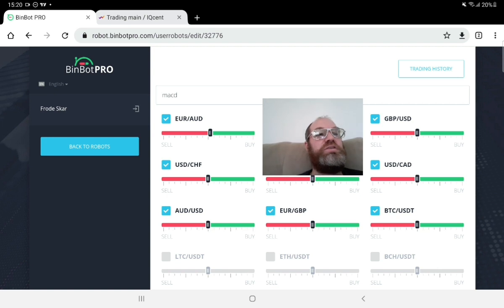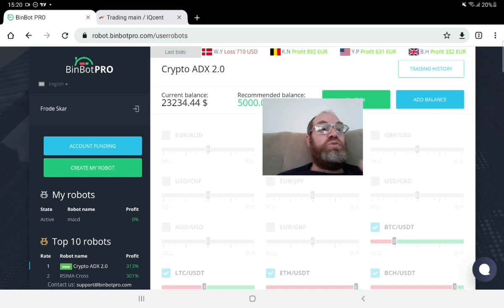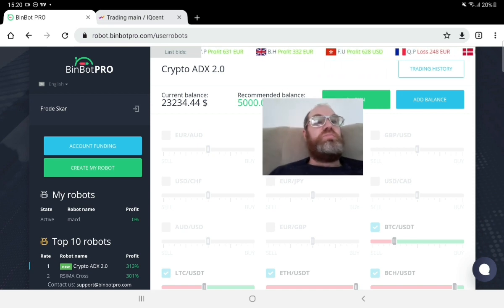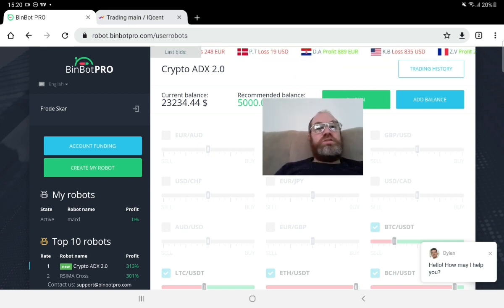So this is something you can do to make the bot perform even better. That's something you can think about, because your win rate is already good, but you will get a much higher win rate. So that's something you can think about. I forgot to show you. Let's go back to the bot.